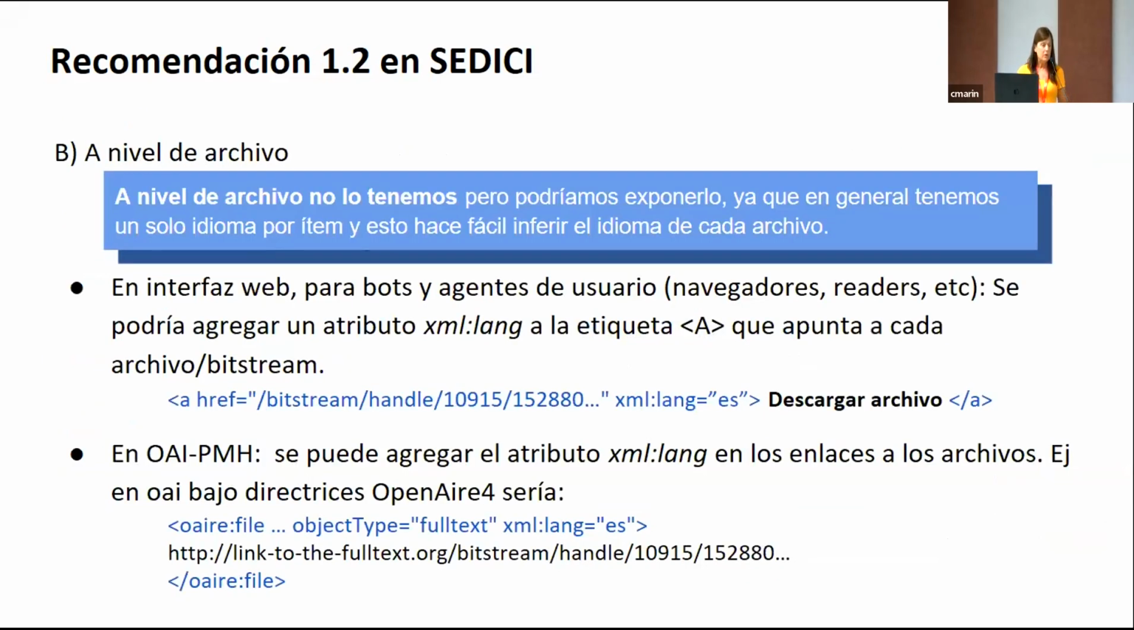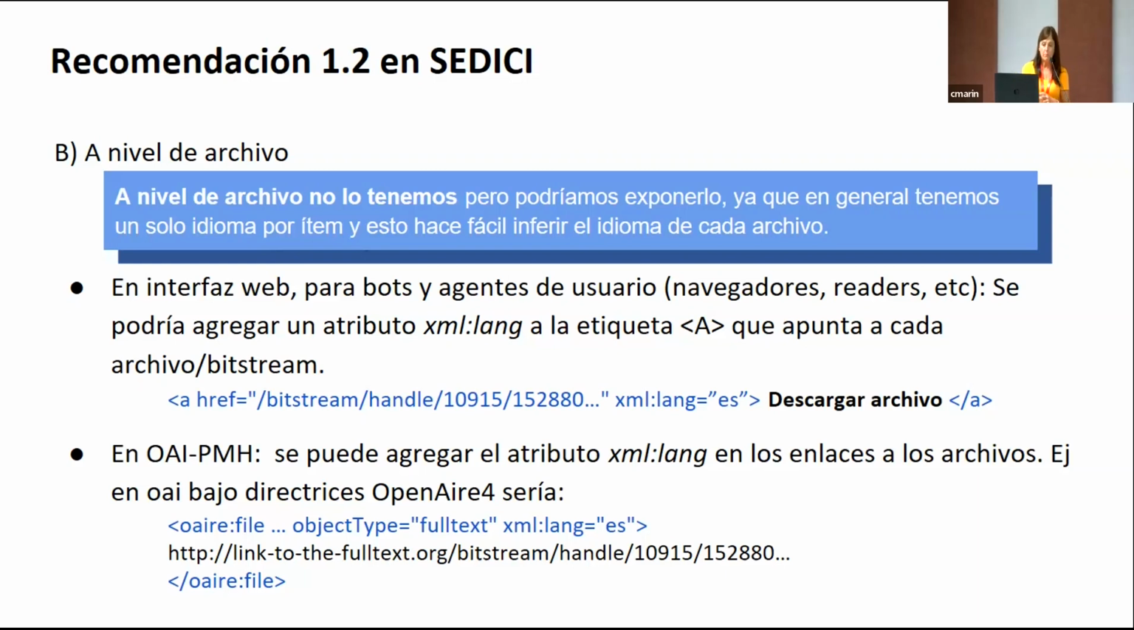En cuanto a la recomendación 1.2 en CEDICI, a nivel de archivo no la tenemos. Es decir, lo que estábamos mencionando precedentemente era a nivel del ítem. Pero podríamos exponerlo porque, al tener un ítem que está asociado únicamente a un bitstream de la misma lengua, podríamos extrapolar el idioma del bitstream, es decir, el idioma del archivo.